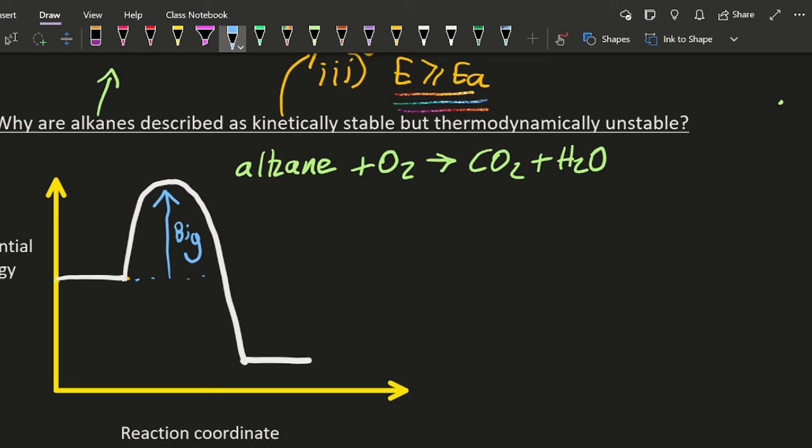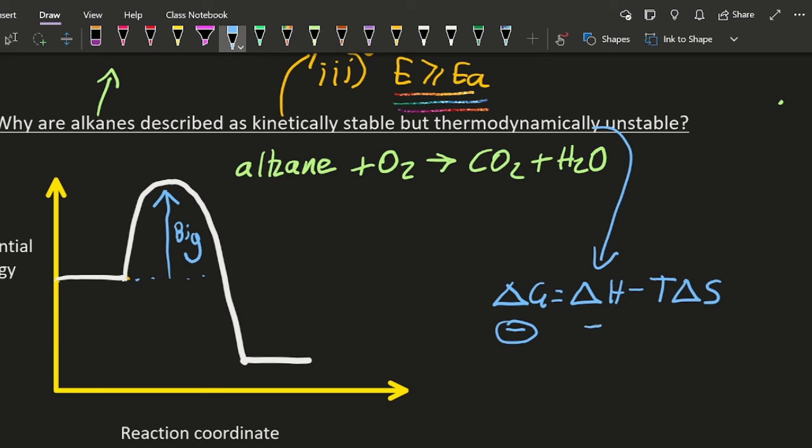So what about thermodynamics? Thermodynamics, you're going back to delta G is delta H minus T delta S. And so that would give you delta G as negative, which is spontaneous. So which sort of reactions are always spontaneous under any circumstances? Well, it's reactions that are exothermic, and delta S is going to increase. It's going to be positive.